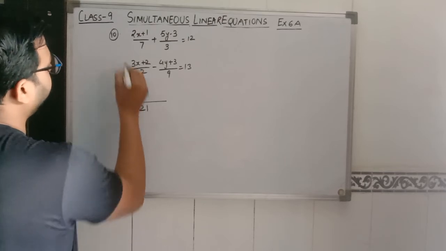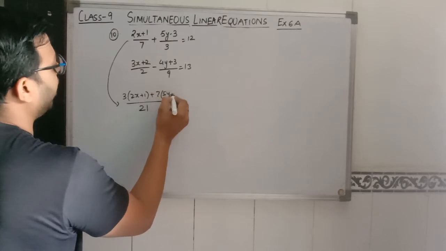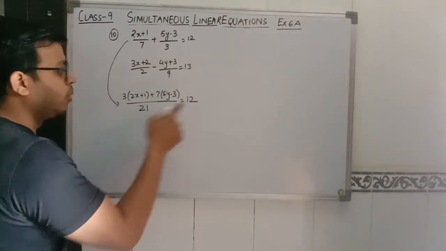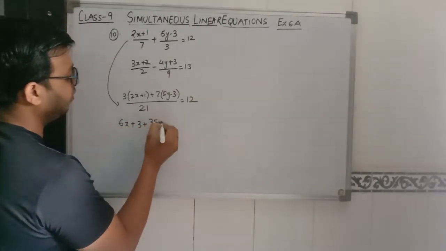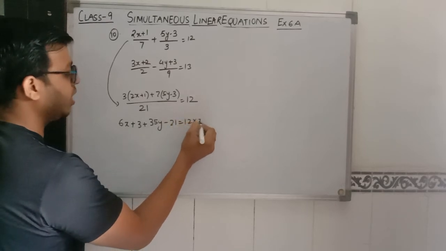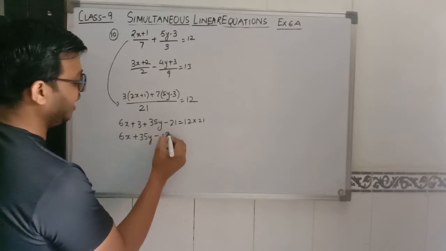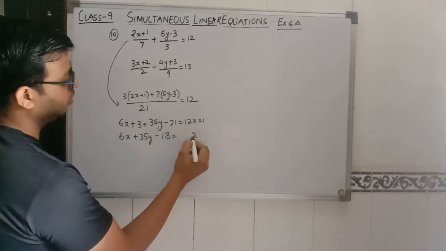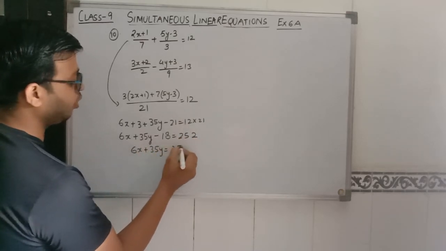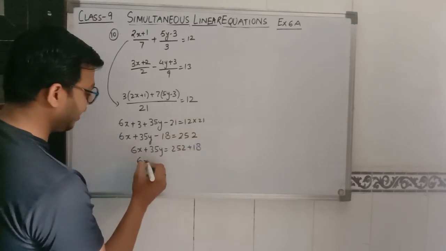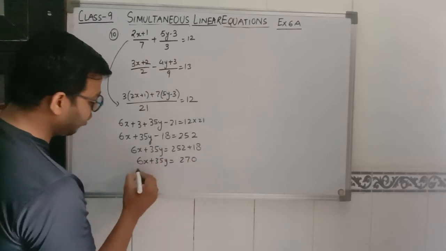So 3 multiplied by 2x plus 1, and plus 7 multiplied by 5y minus 3, is equal to 12. So 21 gets multiplied by 12. 3 times 2x is 6x, plus 3, plus 35y minus 21 is equal to 12 into 21. It will become 6x plus 35y minus 18 is equal to 252. So 6x plus 35y is equal to 252 plus 18.